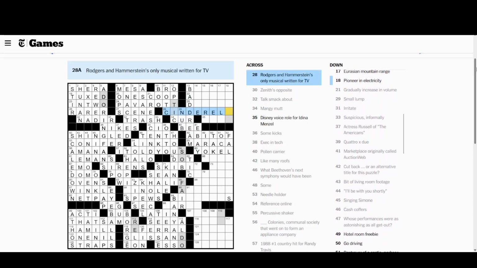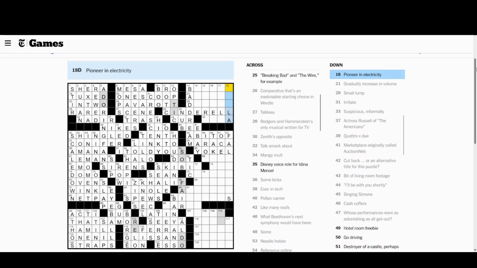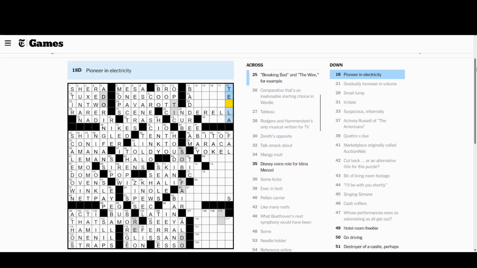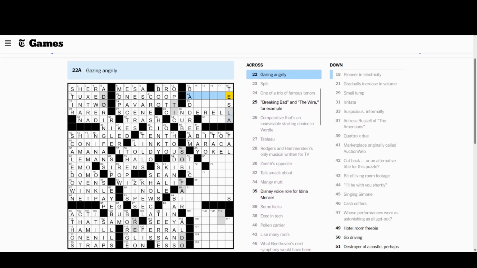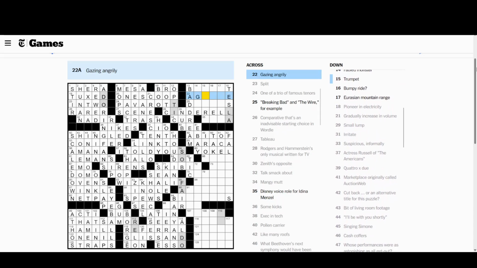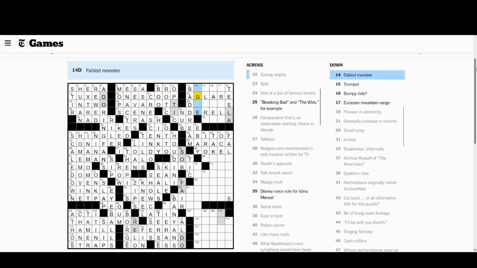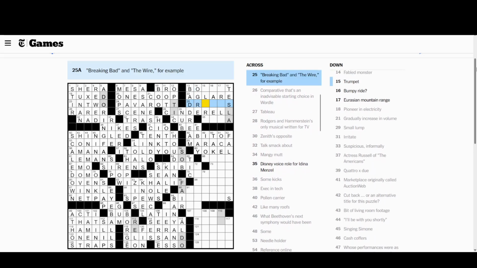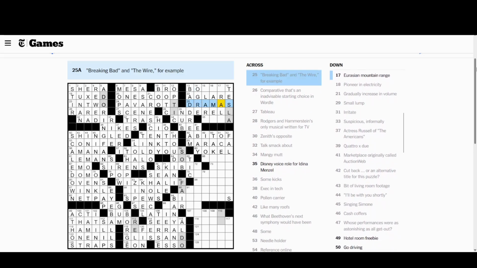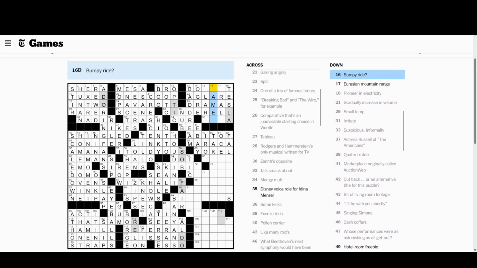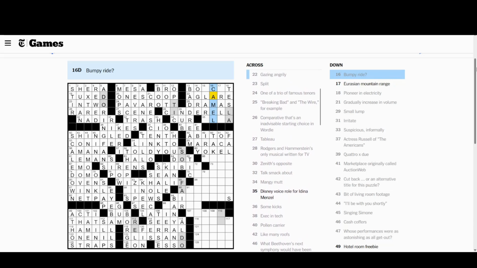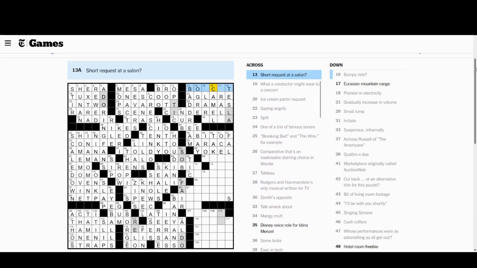Cinderella? Makes sense, kind of. Pioneer in electricity is probably Tesla. Gazing angrily could be a glare. Fabled monster is probably ogre. Breaking Bad and The Wire are both dramas. Bumpy ride, with the question mark, is going to be a camel, I think, because it's talking about the humps on the camel.